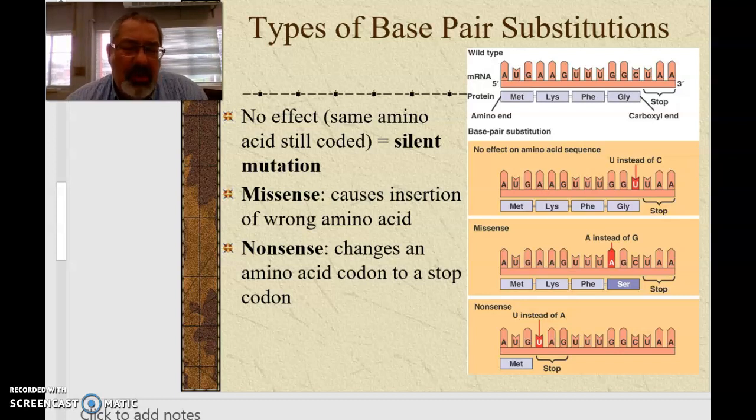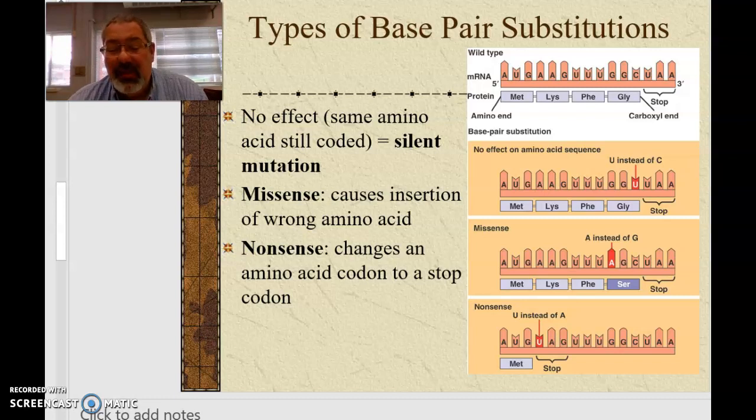So, different types of point mutations. Some are called base pair substitutions. One base is mistakenly placed in during replication, and it's the wrong one. What effect might this have on the eventual protein? One possibility is no effect. The same amino acid is coded for. Again, if the substitution is at the third base of the codon, oftentimes there's no effect on the amino acid. That's called a silent mutation.